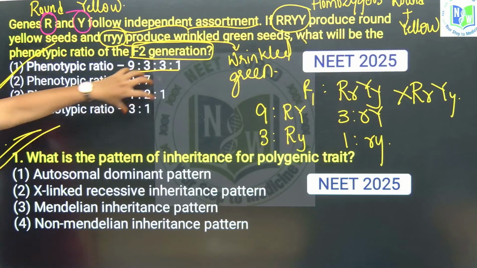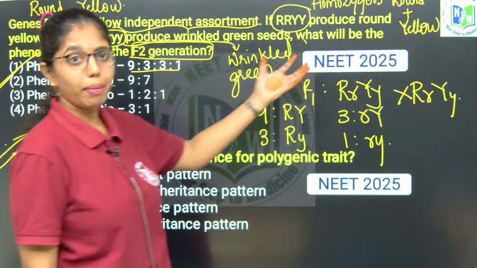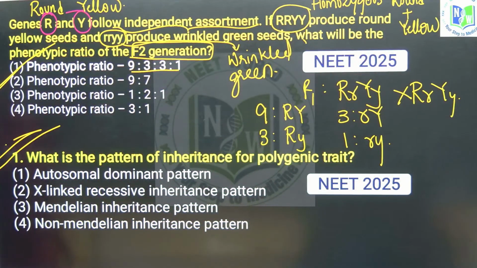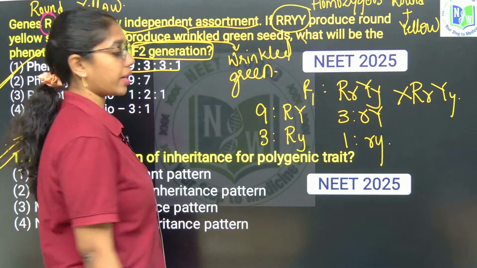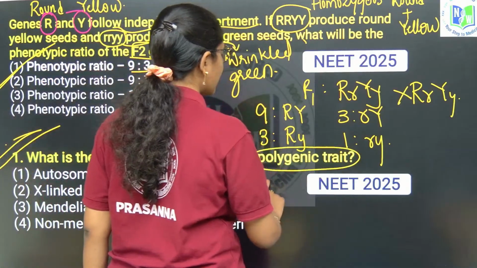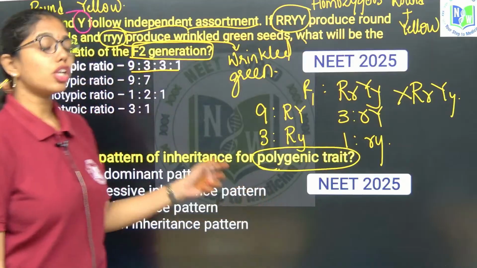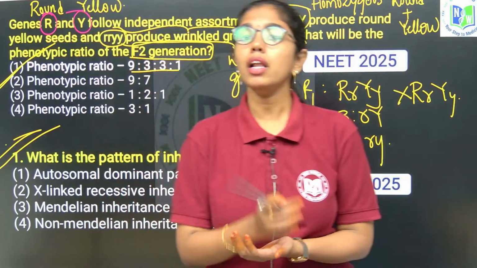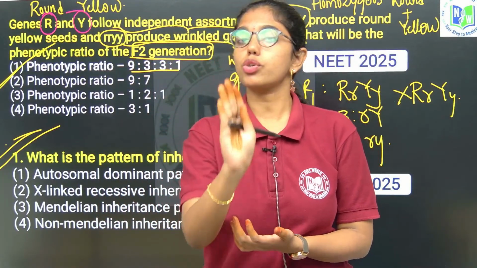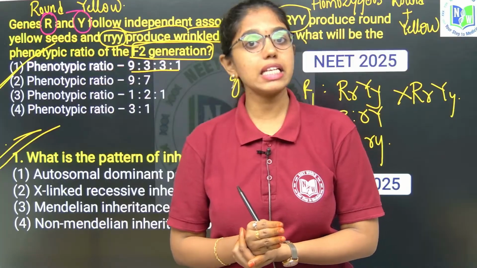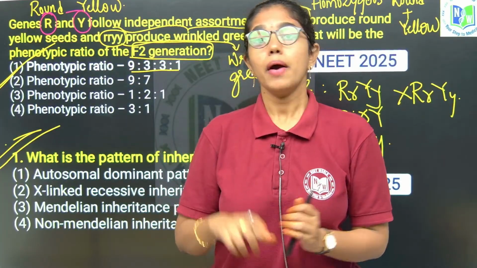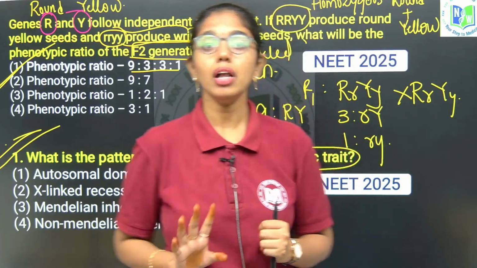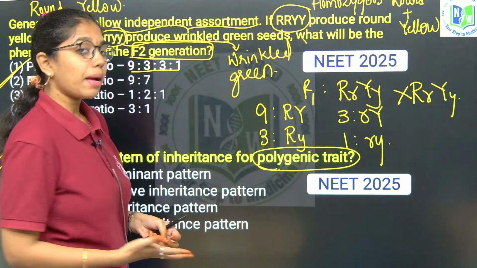Next, second question. This is a direct line from your NCERT, but background knowledge is required. What is the pattern of inheritance of a polygenic trait? First you have to recall what a polygenic trait is. Polygenic trait is a non-Mendelian pattern of inheritance, wherein according to Mendel, one gene has 2 alleles which code for one character, but polygenic inheritance says that one character is coded by multiple genes. Multiple genes will control one character.